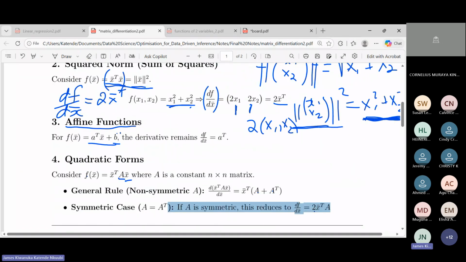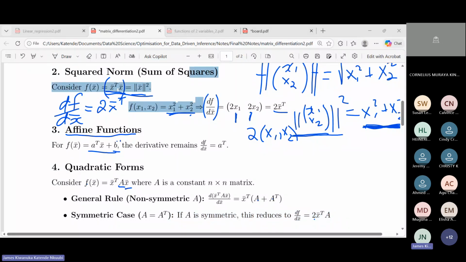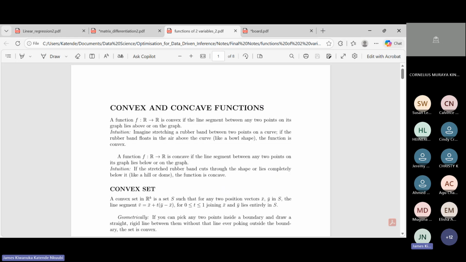Good. So I think now I can move to the next part. I think I need to move back to functions of two variables, but now we talk about convex and concave functions. So we start by defining a convex function.